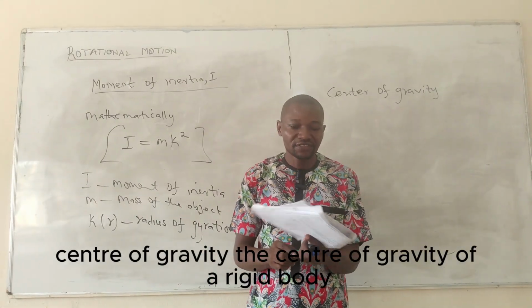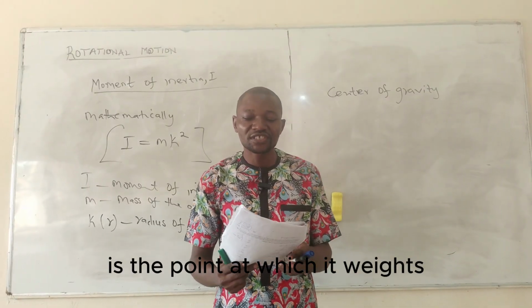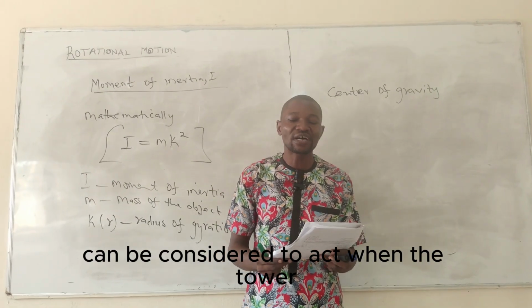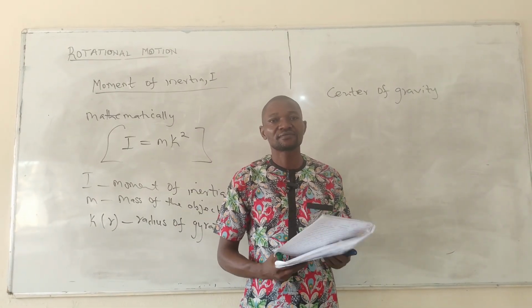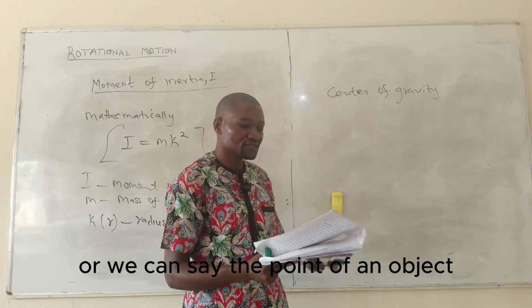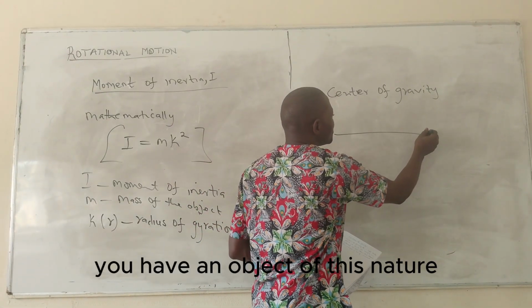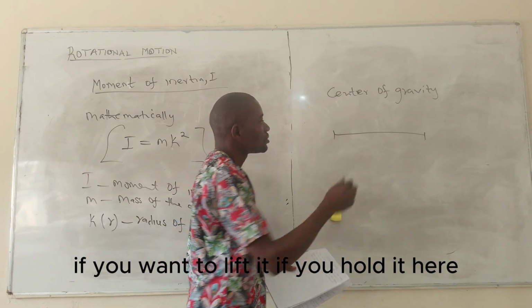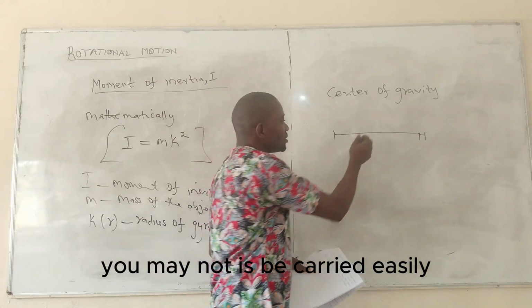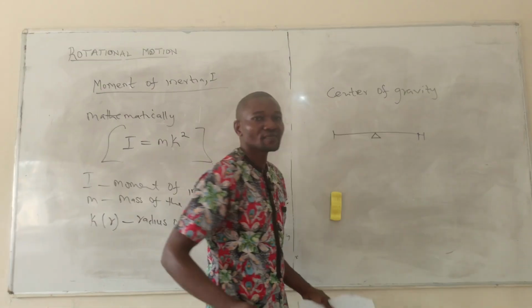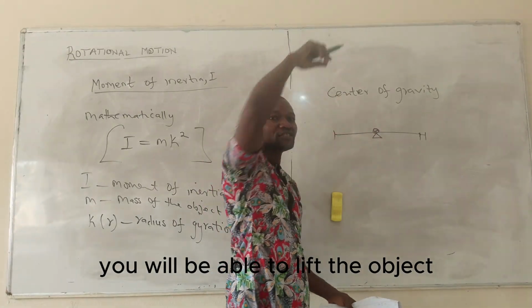Center of gravity. The center of gravity of a rigid body is the point at which its weight can be considered to act when the torque due to the weight is being calculated. Or we can say the point of an object where the mass is concentrated. You have an object of this nature. If you want to lift it, if you hold it here, you may not be able to carry it easily. But if you hold the center here, where the weight is concentrated, you will be able to lift the object.